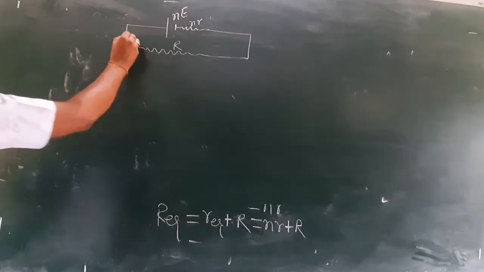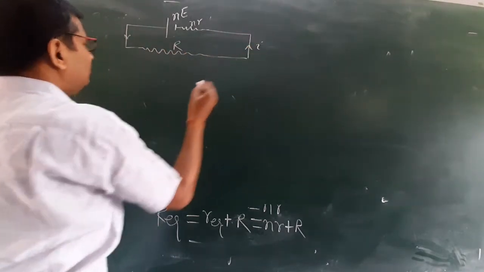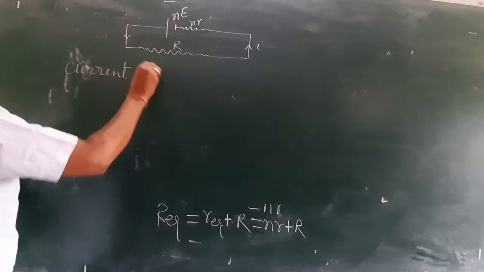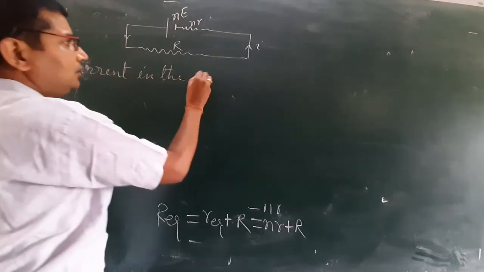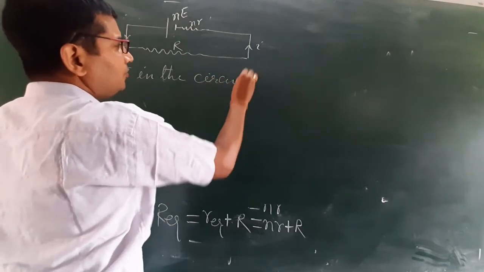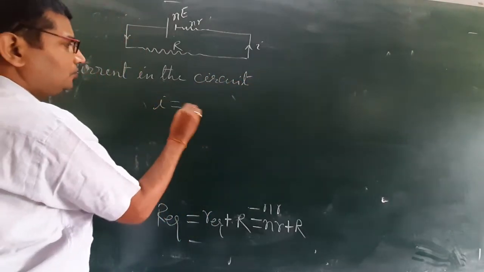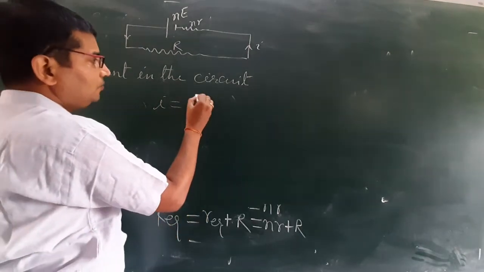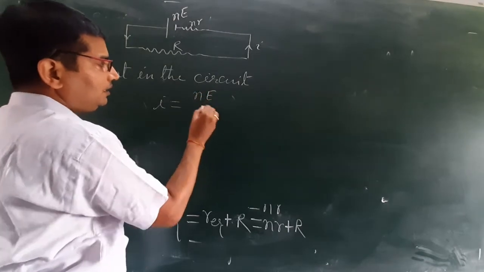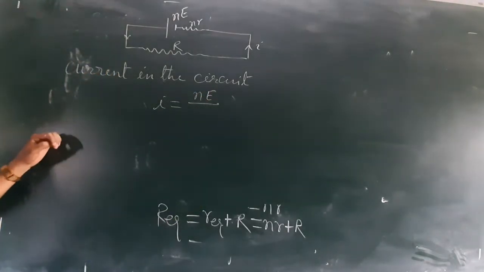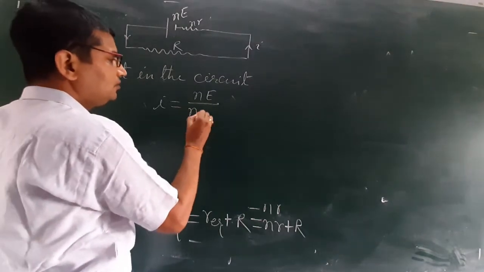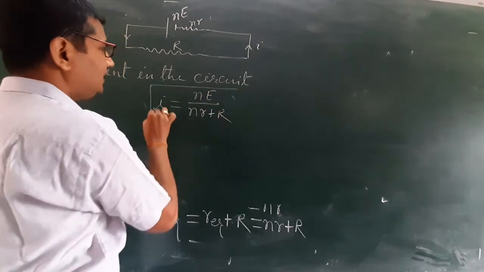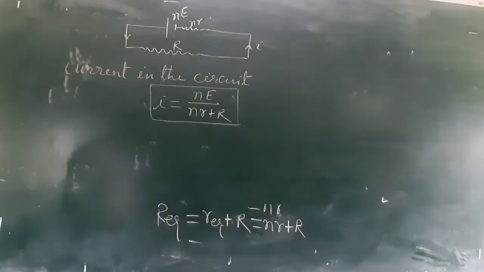So what will be the value of current in this circuit? You know, the current in the circuit I is equal to equivalent EMF upon equivalent resistance. Equivalent EMF is nE, and equivalent resistance is nr plus capital R. So this is the current in the circuit. Now come to some special cases.